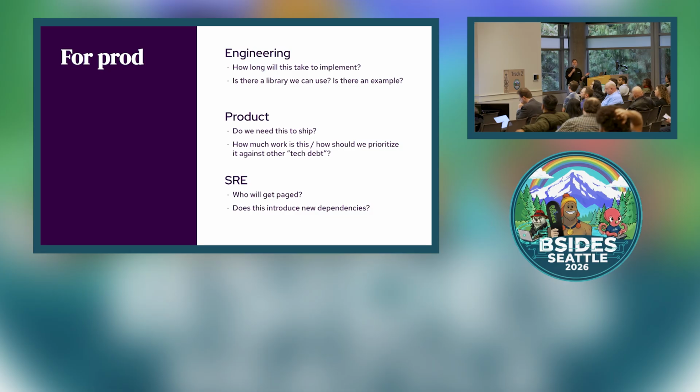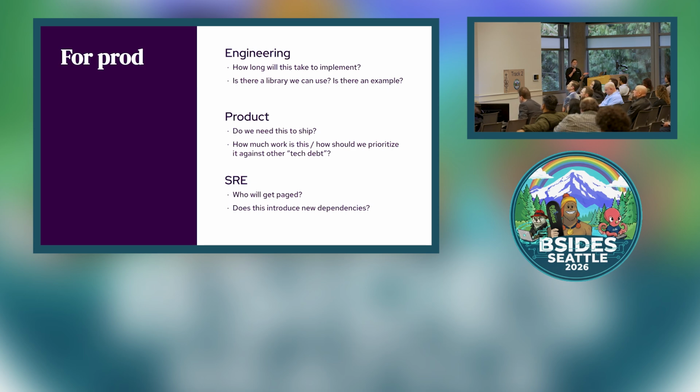And a product person is also probably going to weigh this against other tech debt. They don't necessarily see a security control as being different than all the other tech debt they hear about from their engineering teams. You're going to have to explain why that's different and why it's more important than some of that. The SRE team also tends to get very involved.